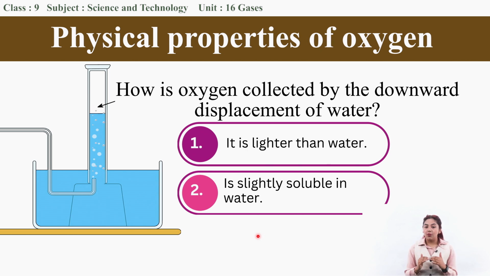Since it is lighter than water, as you can see in the figure, oxygen gas rises up and gets collected in the gas jar and it displaces the water downwards. And it is slightly soluble in water. Since it is only slightly soluble in water, many of the oxygen gases can rise up and displace the water downward so that it can get collected in the gas jar, which you also saw in the laboratory. So, due to these two properties of oxygen, oxygen gas can be collected by the downward displacement of water.